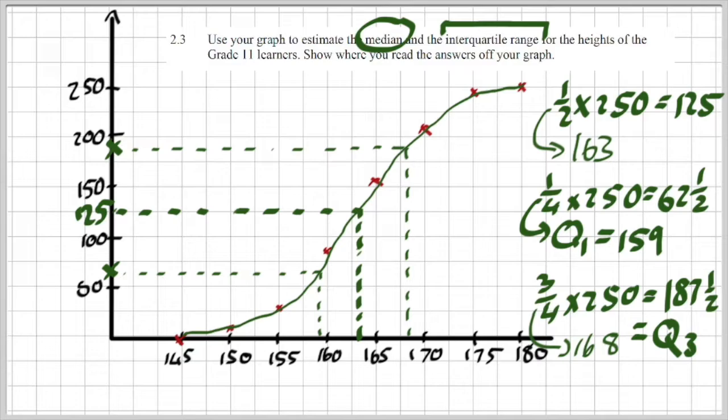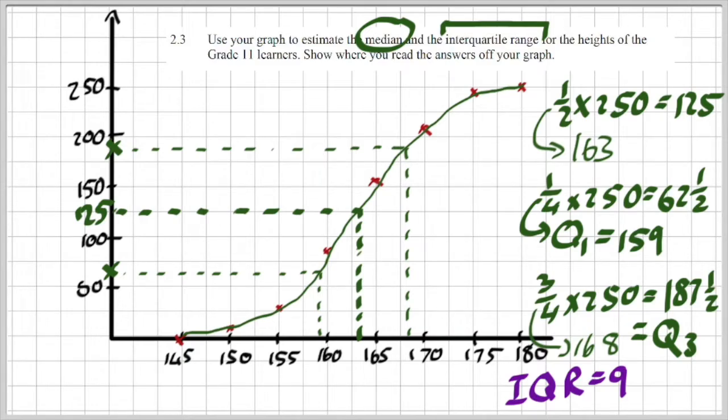So what is the actual question? Determine the interquartile range. So the IQR is the difference between quartile 3 and quartile 1, which is 9. But what if I asked you for the semi-interquartile range? You would have just taken that answer and divided it by 2 because semi just means half. So it would have been 4.5.